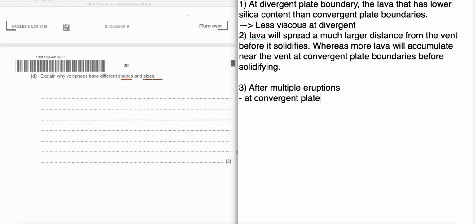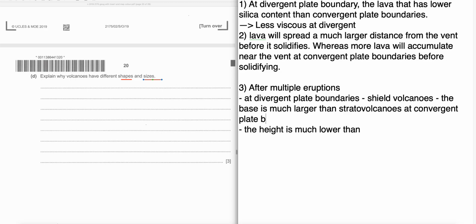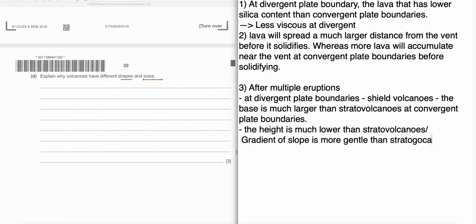At divergent plate boundaries, sorry, shield volcanoes, what happened? The base is much larger. Talk about size. Then of course you can talk about the shape. The height is much lower than stratovolcanoes. Or you can talk about the gradient. So these are the ways that you can talk about it step by step.